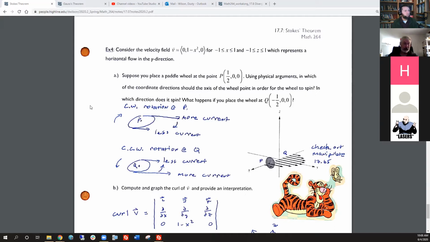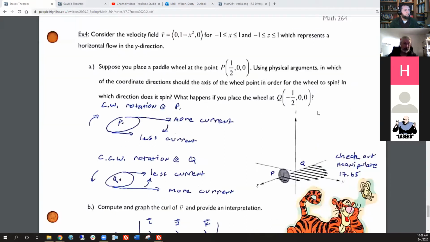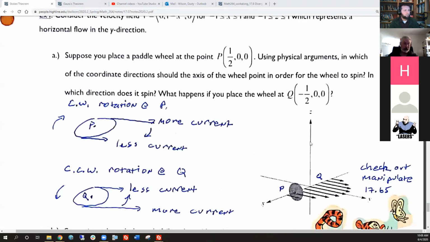So in part A, suppose you place a paddle wheel at the point (1/2, 0, 0). Using physical arguments, in which of the coordinate directions should the axis of the wheel point in order for the wheel to spin? In which direction does it spin? And then what happens if you place it at another point? So let's look at the manipulate.